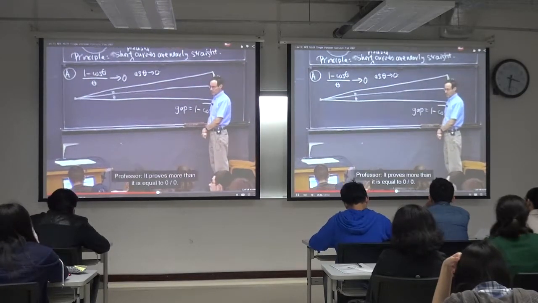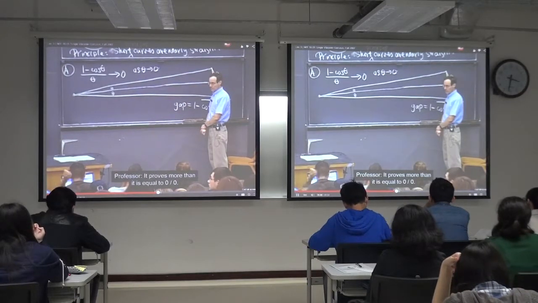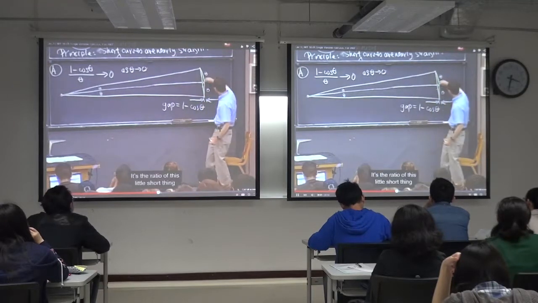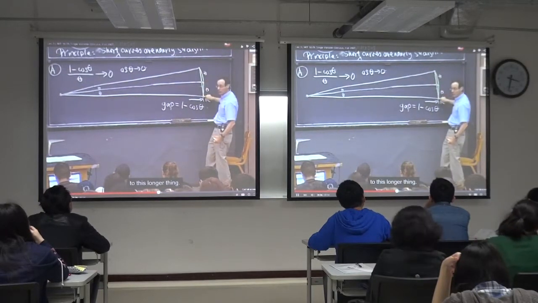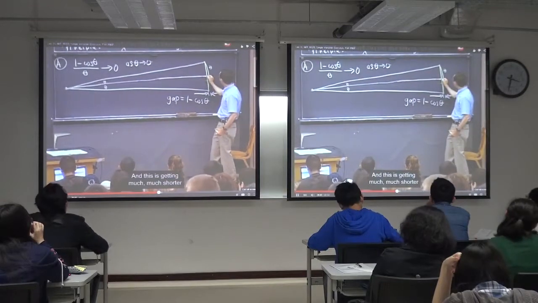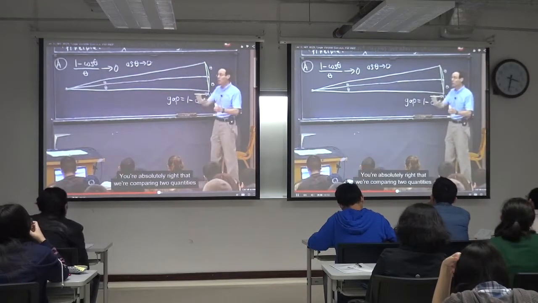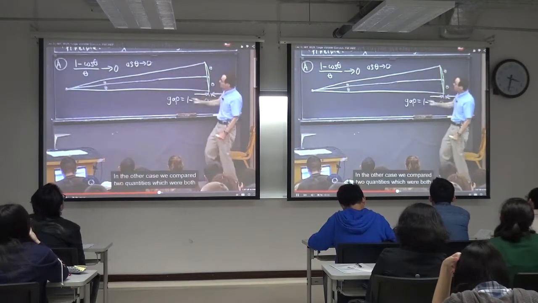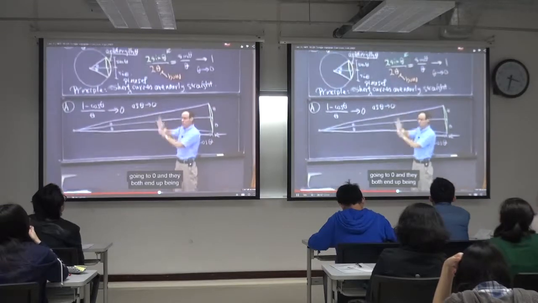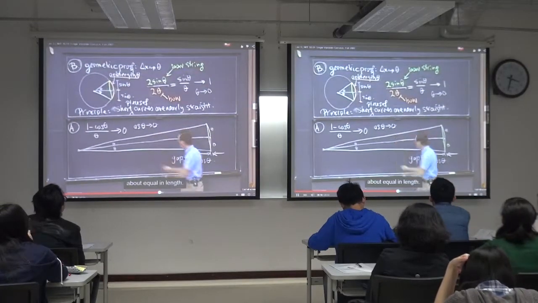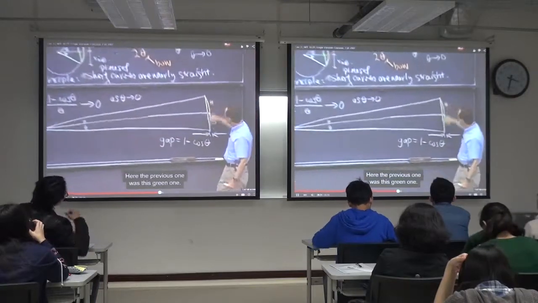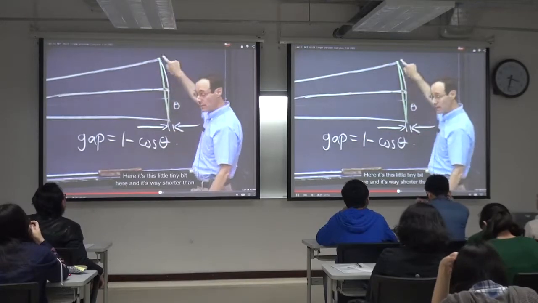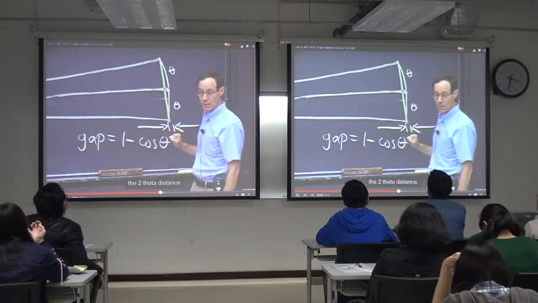That seems to prove that the limit is equal to 0 over 0. It proves more than that. It's the ratio of this little short thing to this longer one, and this is getting much, much shorter than this total length. You're absolutely right, we're comparing two quantities which are going to 0, but one of them is much smaller. In the other case, we compared two quantities which were both going to 0 but ended up about equal. Here, it's this little tiny bit, and it's way shorter than the theta distance.